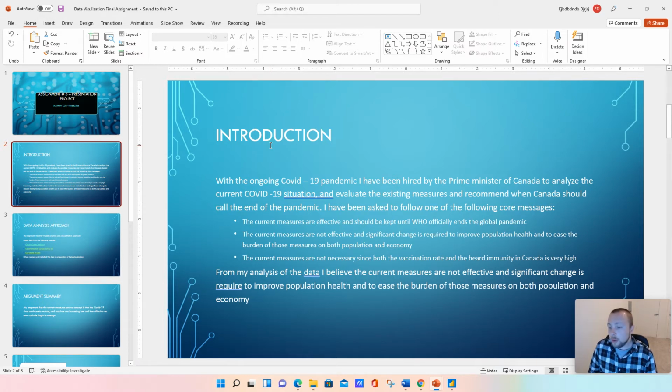So after looking at the data and doing a deep dive into the data, the option that I chose was that from my analysis of the data, I believe the current measures are not effective and significant change is required to improve population health and to ease the burden of those measures on the population and the economy. Essentially, I believe we're not doing enough and we need to act immediately to end the pandemic.